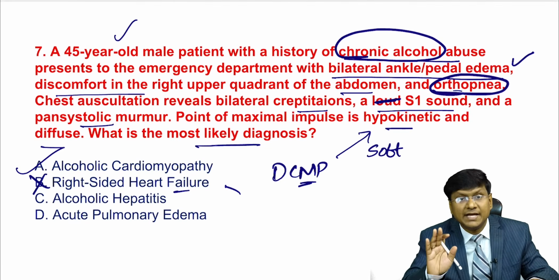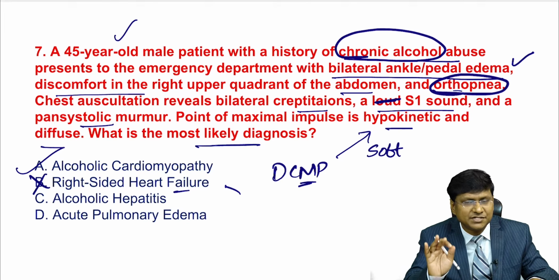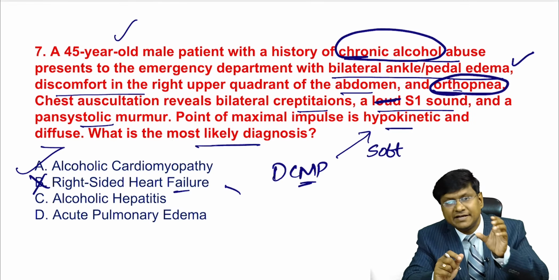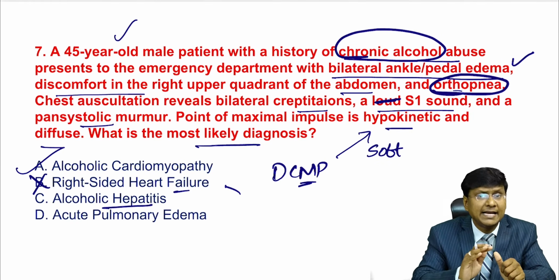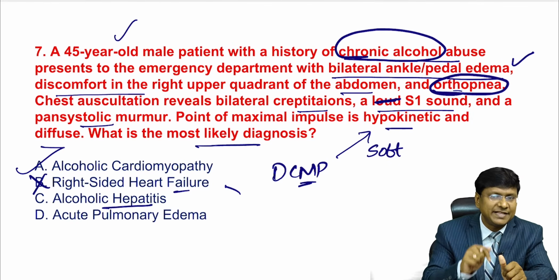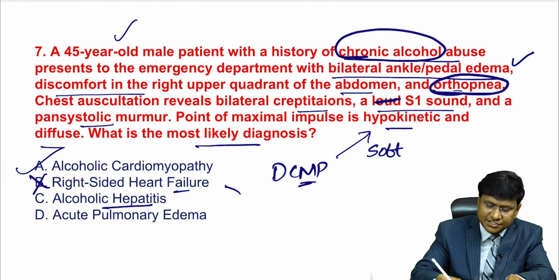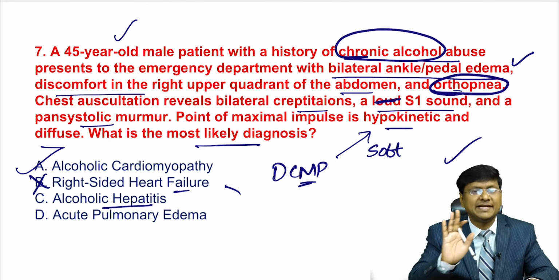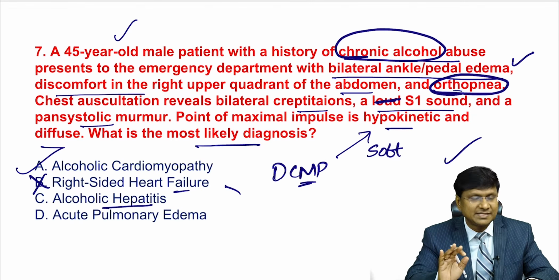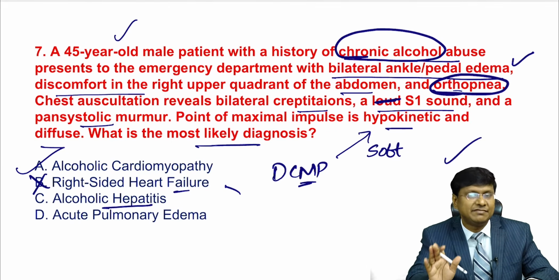Then coming to alcoholic hepatitis. In patients with alcoholic hepatitis, there is inflammation of the liver caused by chronic alcohol consumption, and patients with hepatitis do not present with the features of heart failure. The presentation in hepatitis will be only right upper quadrant pain. That is what is seen in alcoholic hepatitis, but they don't have the manifestations of heart failure.